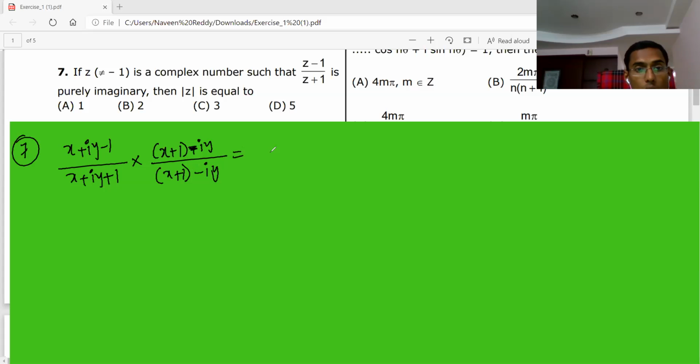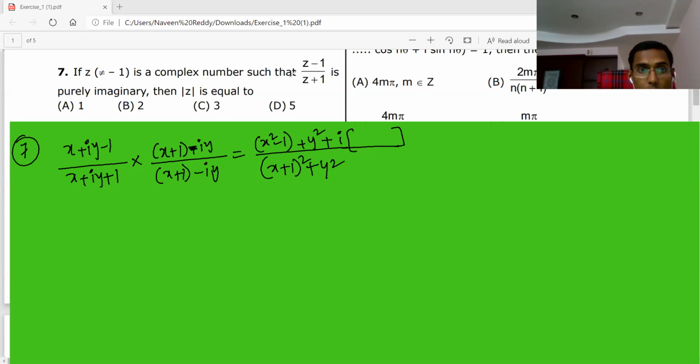Whatever denominator you get, the denominator is of course (x plus 1) whole square plus y square, and the numerator you have to multiply out. If you multiply x minus 1 into x plus 1, you get x square minus 1 square, understand? Then plus y square, and this is the real part. Here, what is it? Purely imaginary. That means the real part is 0. So you get real part plus i into something, the imaginary part. What we are interested in is that the real part is 0.